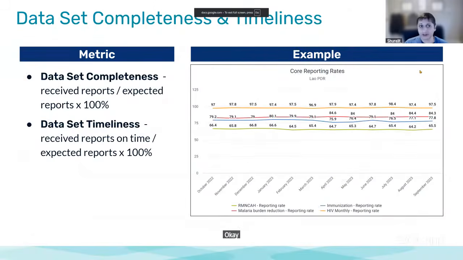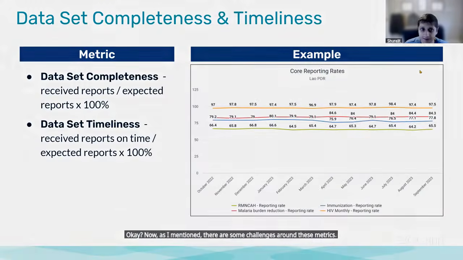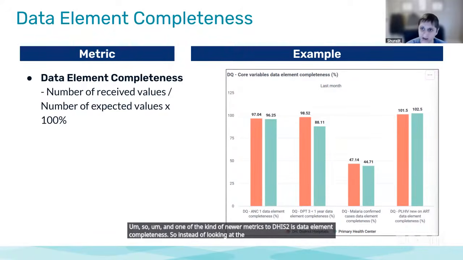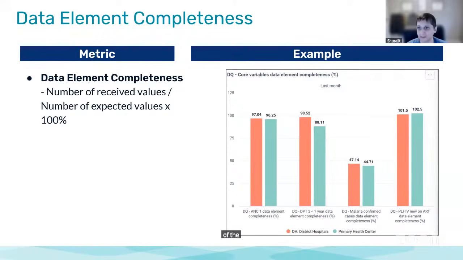Okay. Now, as I mentioned, there are some challenges around these metrics. So we are looking at different ways to incorporate different metrics as well. One of the newer metrics in DHIS2 is data element completeness. Instead of looking at the completeness of an entire data set, we are now looking at the completeness of the actual variables themselves, so whether or not the individual variables that we identify have data. The way we calculate this is the number of received values for a particular variable divided by the number of expected values for that particular variable.